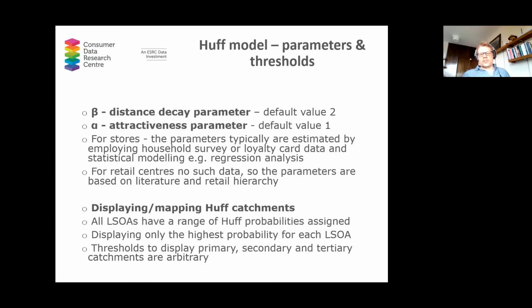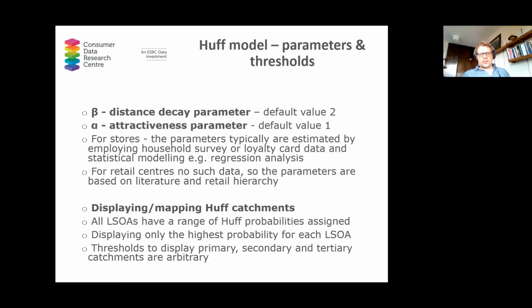So the parameters will typically be based on literature, and they will implement the retail hierarchy, and they will also be validated by some sort of surveys. For example, we have this Axiom survey, which we used here in our research, and we tweak the parameters based on the actual surveys, which is not ideal. But if you work for a commercial consultancy, you will probably have access to different types of data, and you'll be able to use statistical modeling to estimate the parameters.